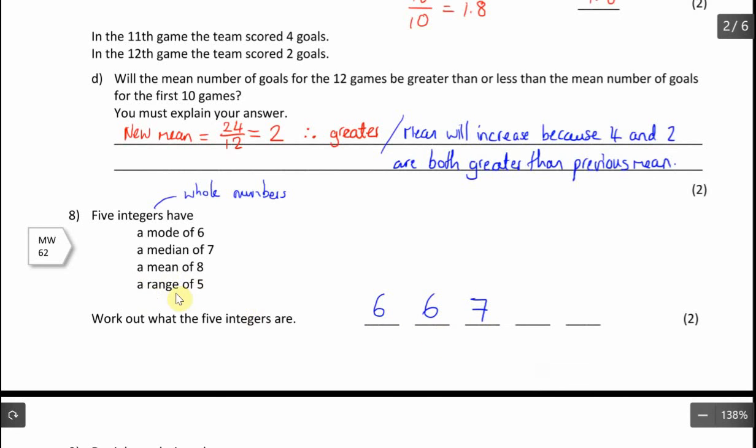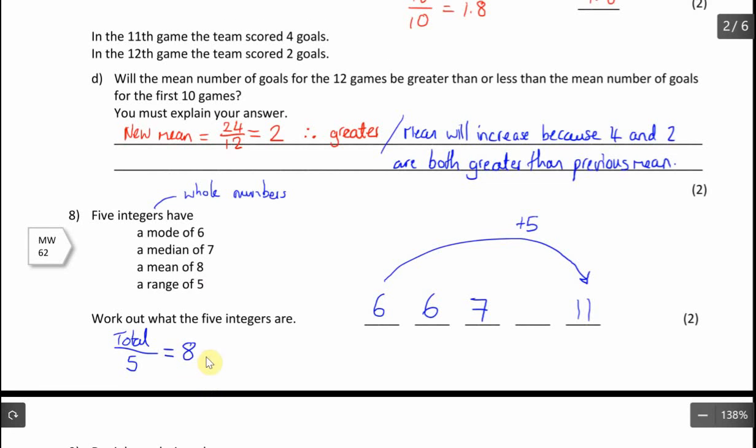The next thing I would look at is the range. So the difference between the highest and the lowest is 5. So if I add on 5, that will give me the highest number, which is 11. And then finally, they're going to have a mean of 8. Now, the mean is the total divided by how many there are. And I know there are 5 numbers, and that's going to give me 8.